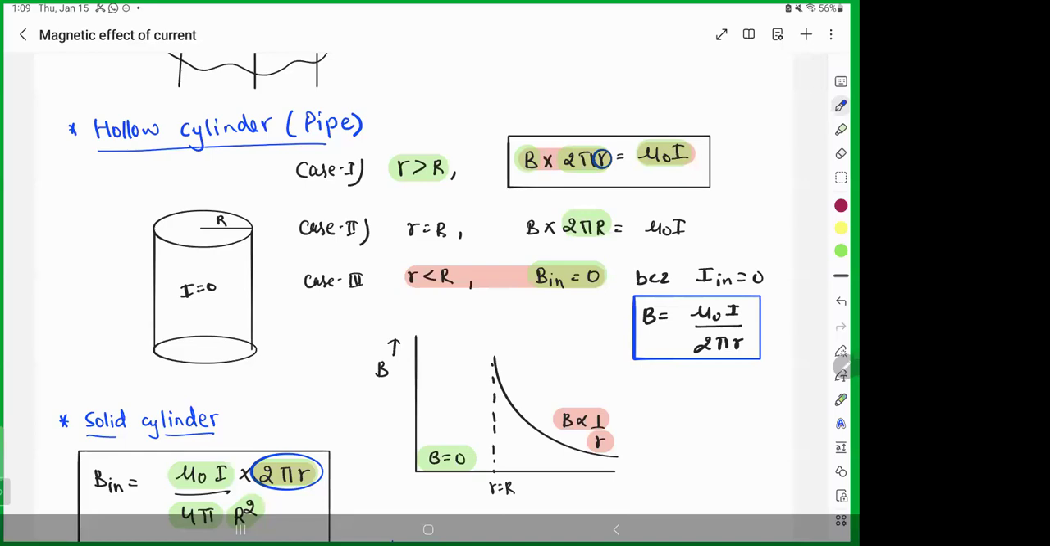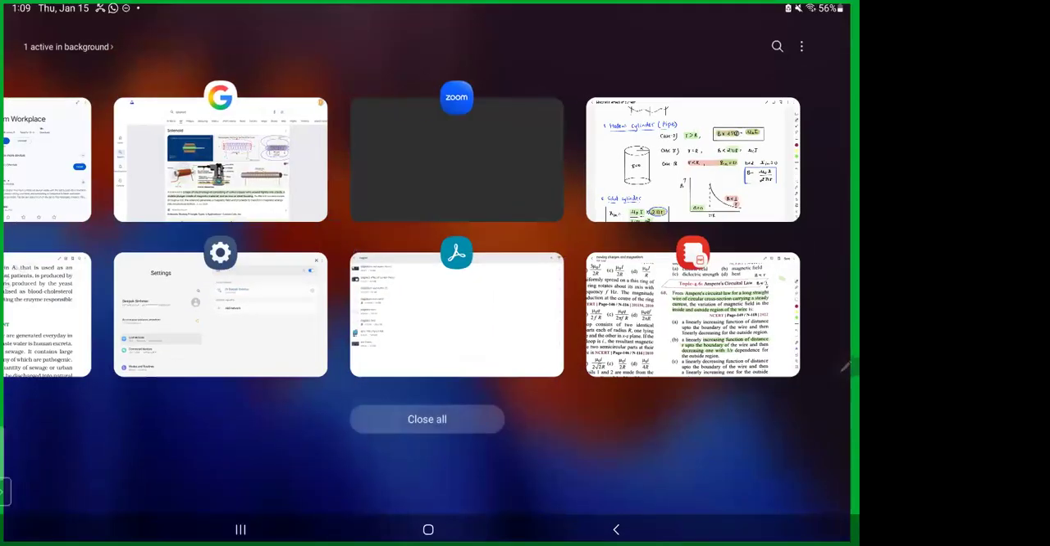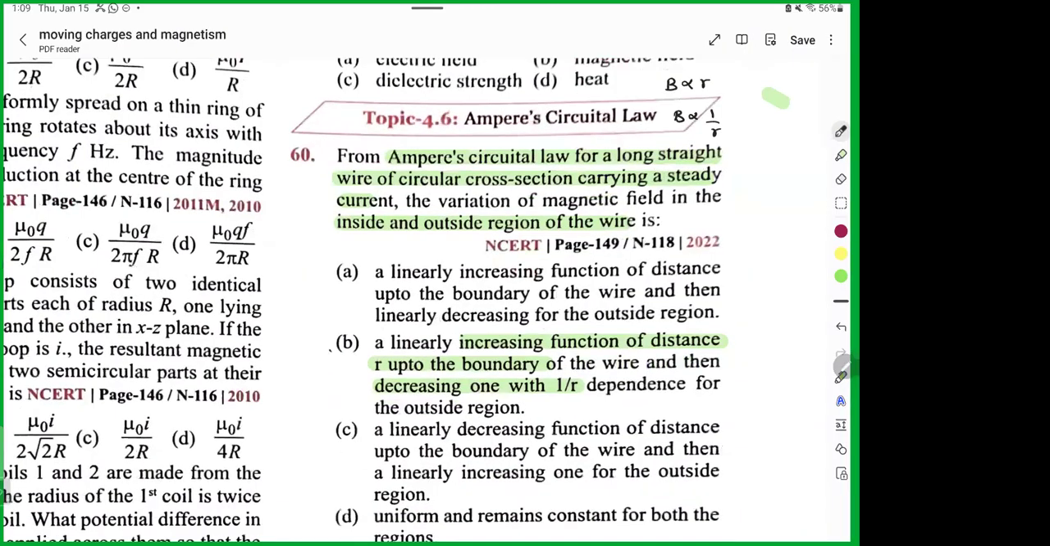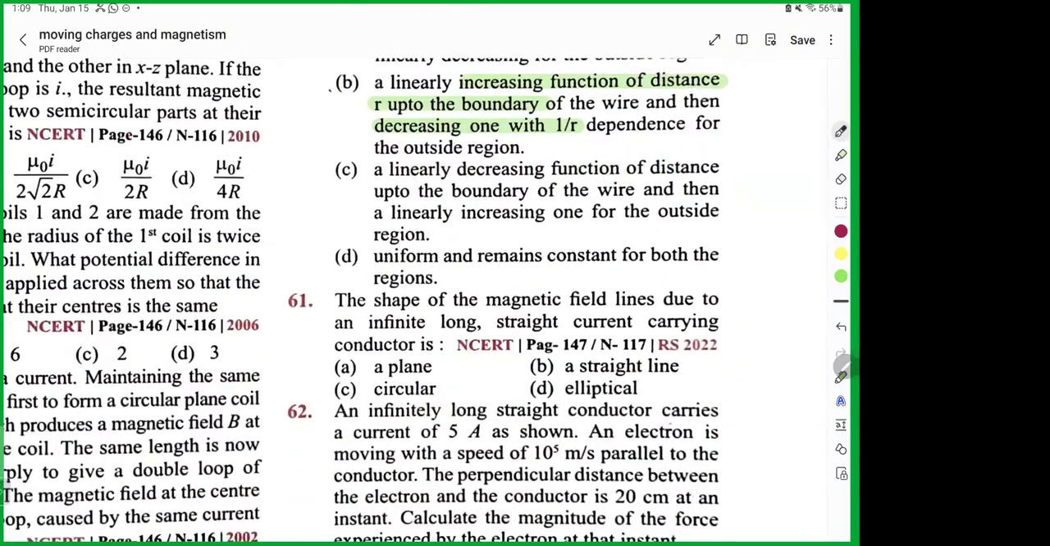Understood, guys? Anita, any doubt? No, sir. Barinder, 61. Pratigya is also there, no?